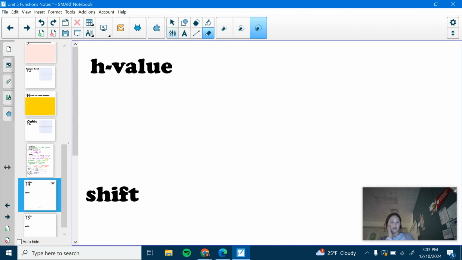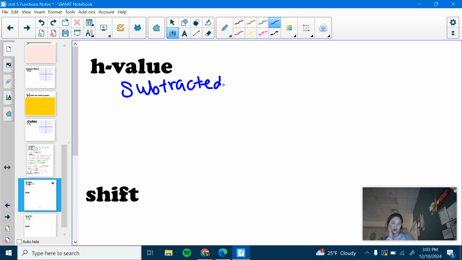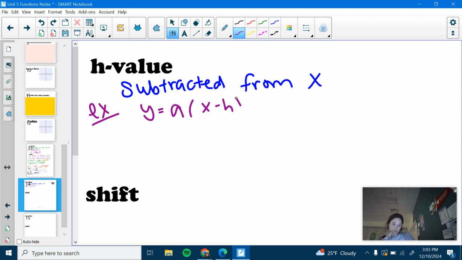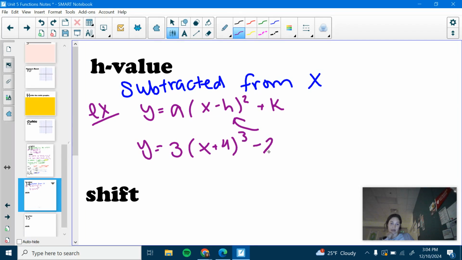Okay, our H value is always subtracted from x. All right, so we see it inside the parentheses or the grouping. Some examples I have for you are with a quadratic. Here is my H value, it's inside, okay? If I give you a real number example, y is equal to 3 times, let's do x plus 4 to the 3rd power minus 2.